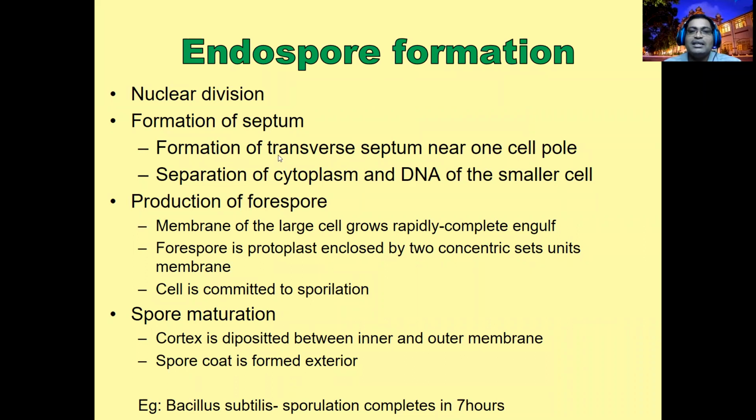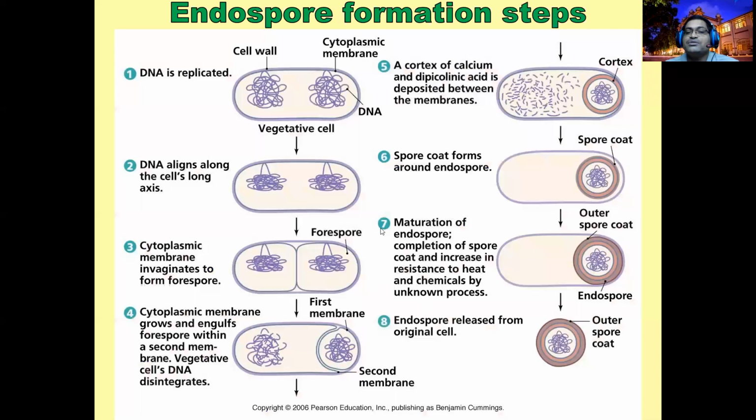Commonly we divide this into 4 major headings: nuclear division and formation of the septum, production of the spore, and spore maturation. Under these 4 headings there are 6 or 7 steps, up to 8 steps. So you can study the first step.